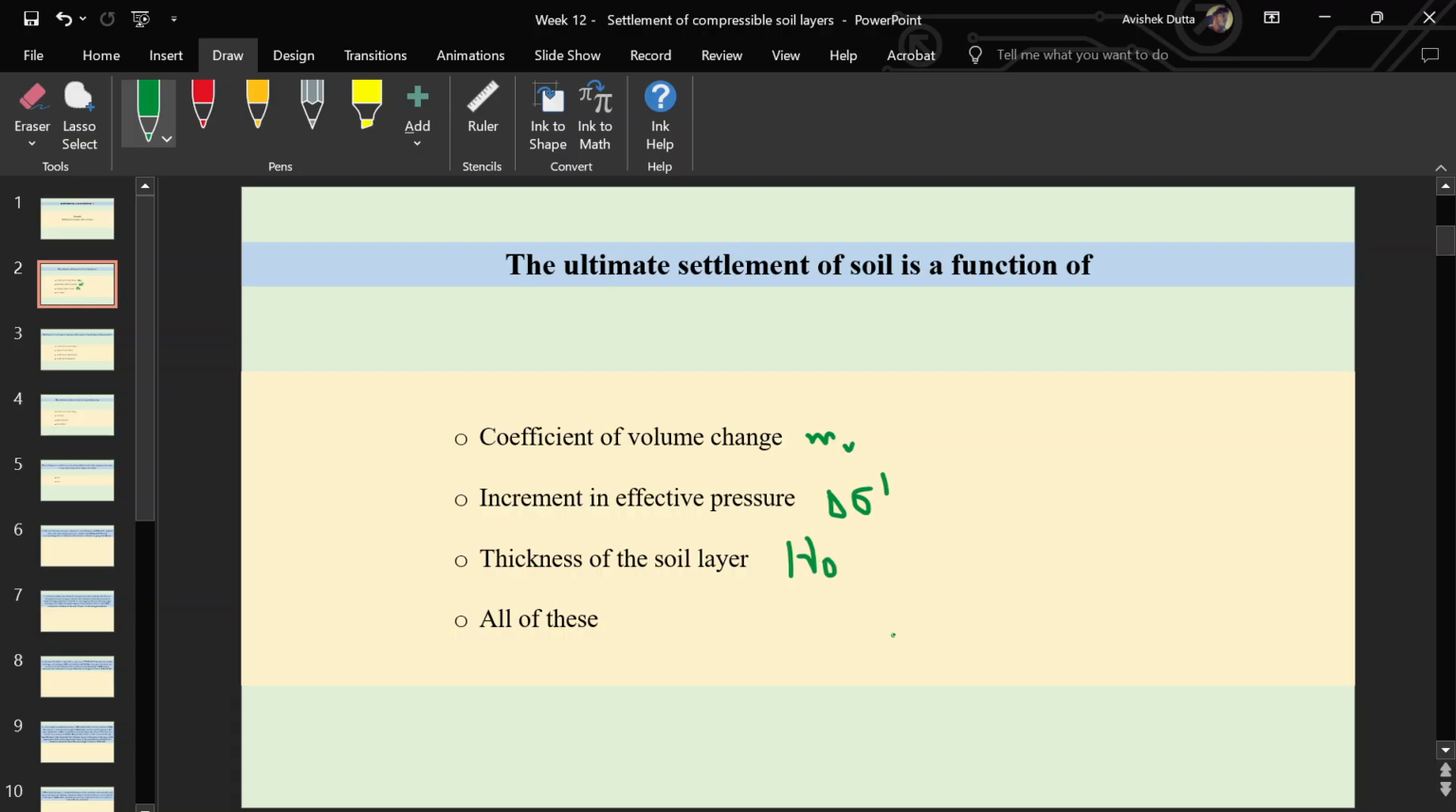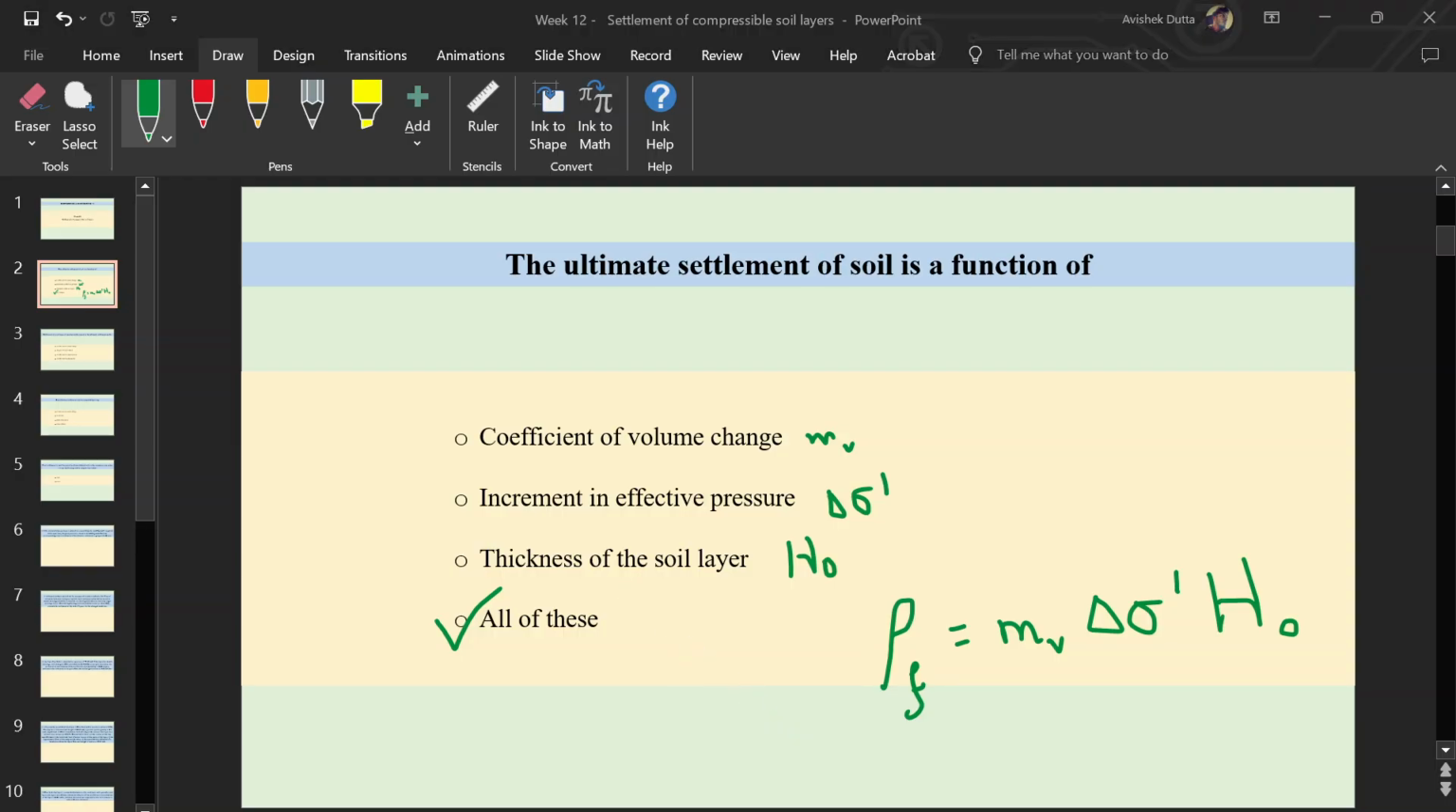So the ultimate settlement, the final settlement, is dependent on all three. So the answer is all of these. It depends on coefficient of volume change mv, increment in effective pressure del sigma, and thickness of soil layer h0, initial thickness.